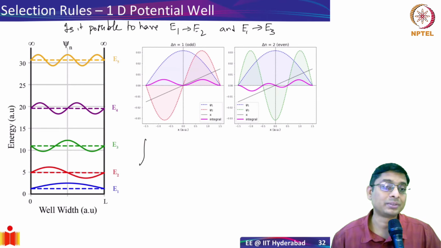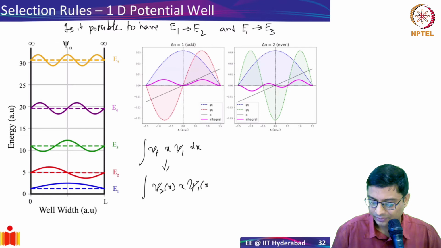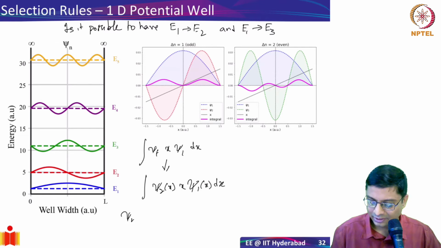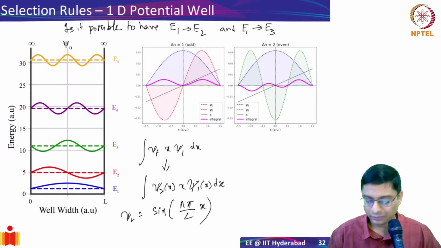So not the dipole moment, the matrix element. It is the integral of psi f x psi i dx. In this case, my final state is going to be psi 2 of x, x, psi 1 of x dx. And I know the wave functions, right? Because the wave function psi n is going to be sine of n pi x by Lx. So I can try to compute this integral graphically, and that's what I have shown here.